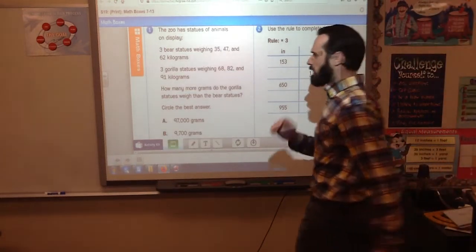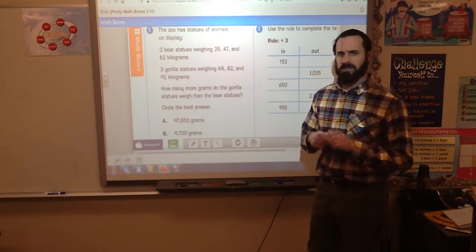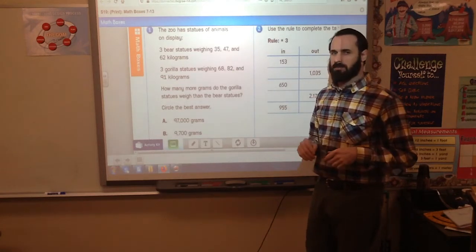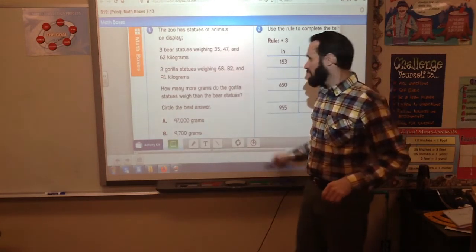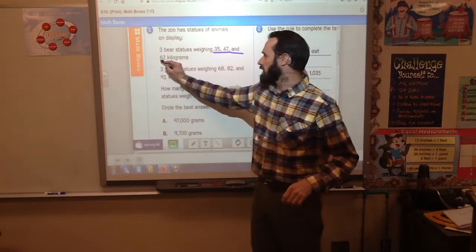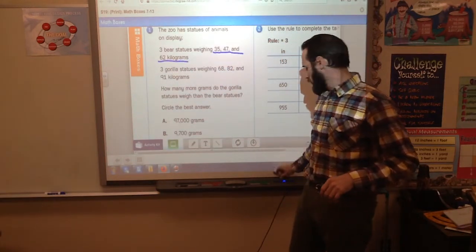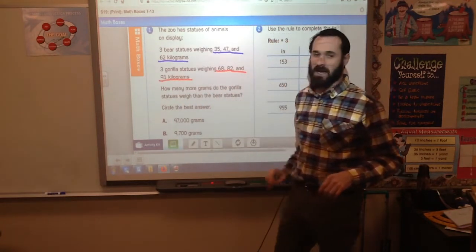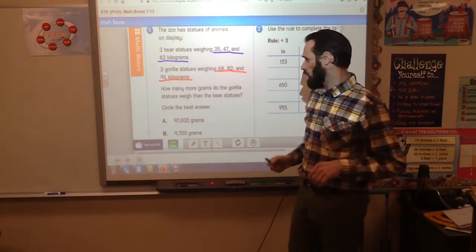Hey, fourth graders, looking at your math boxes that were assigned yesterday and working through them. This is a multi-step problem. I mentioned when I went over them yesterday that the first thing we needed to do was add up the kilograms for the bear statues and add up the kilograms for the gorilla statues. Probably the easiest way to do it.